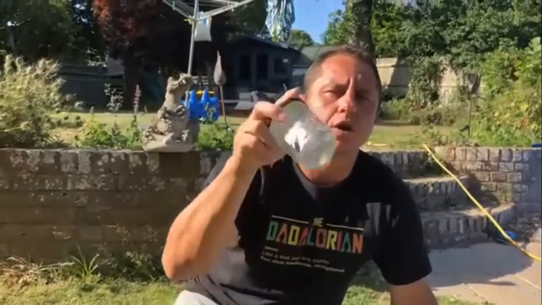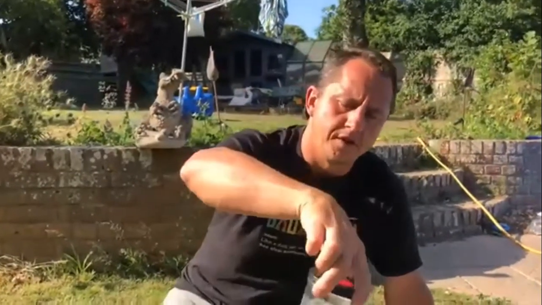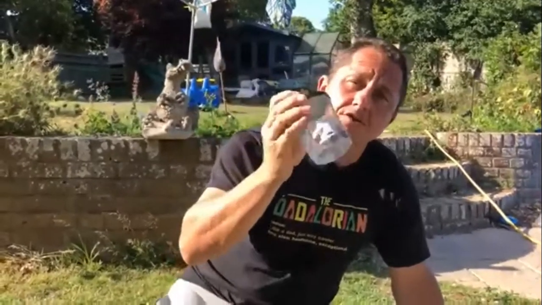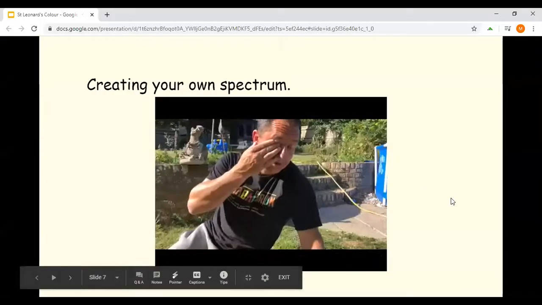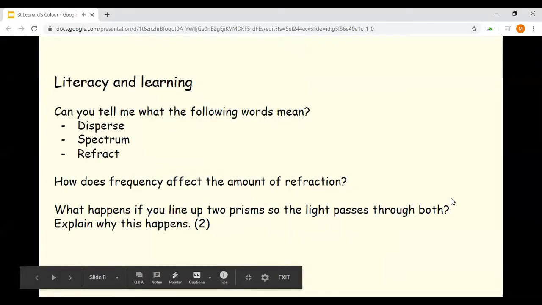Go get a jar or a glass, half fill it with water. You don't have to use the sun, you can use a torch. Shine it through it, use refraction to create your own rainbow. Give it a go. Okay guys, so hopefully you'll have a go at that.